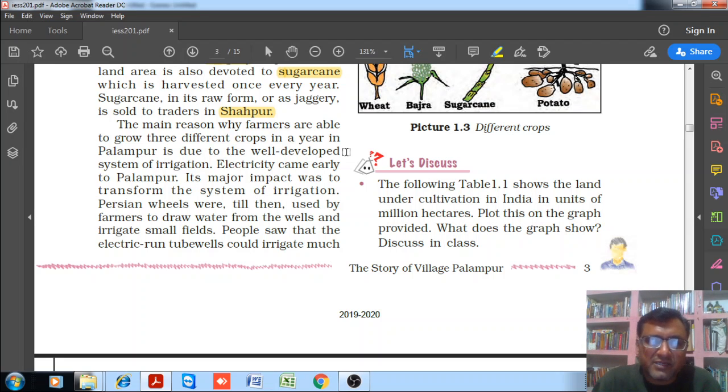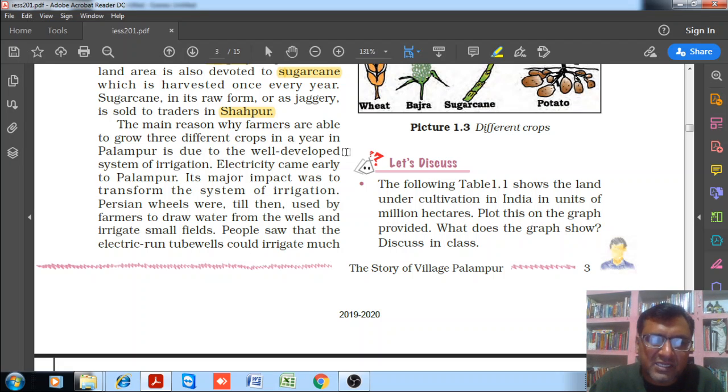As we have studied in the previous video, Palampur village is a kind of developed village with all such important facilities like road transport, electricity, and nearby small towns and irrigation facilities, because they have some tube wells in their fields, and electricity to run those tube wells. So Palampur village is full of all such kind of facilities.